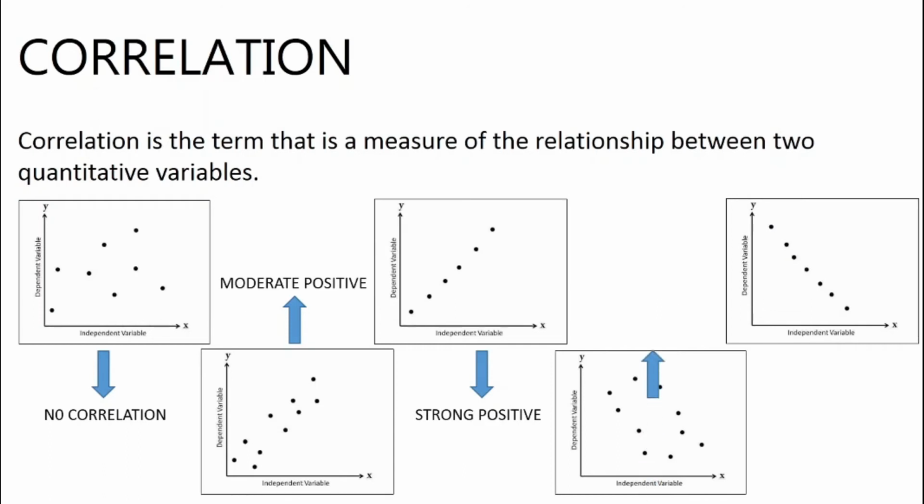The next two are the moderate negative and the strong negative. Moderate negative and strong negative are just like their positive counterparts, just that the slope of the trend line in this case would be a negative slope.